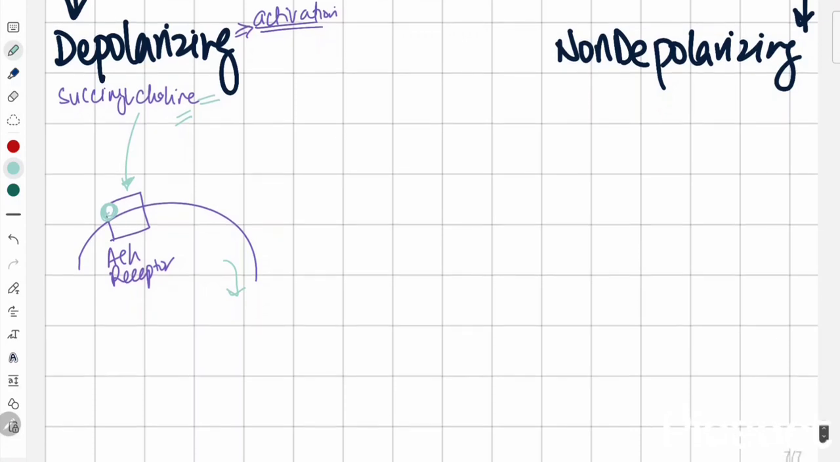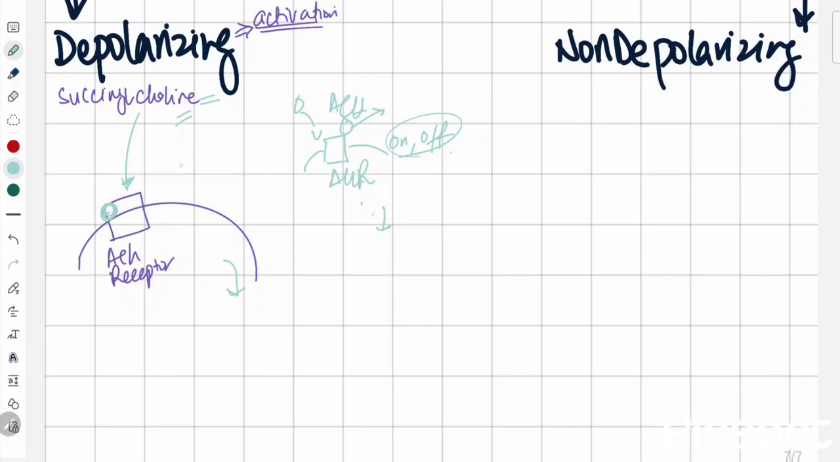Normally what happens is, this is the ACh receptor and this is ACh. This is going to come bind, generate an action potential, get detached, and another ACh is going to come and bind. So this is an on and off kind of system. But in the case of succinylcholine, it is going to stay and remain attached.